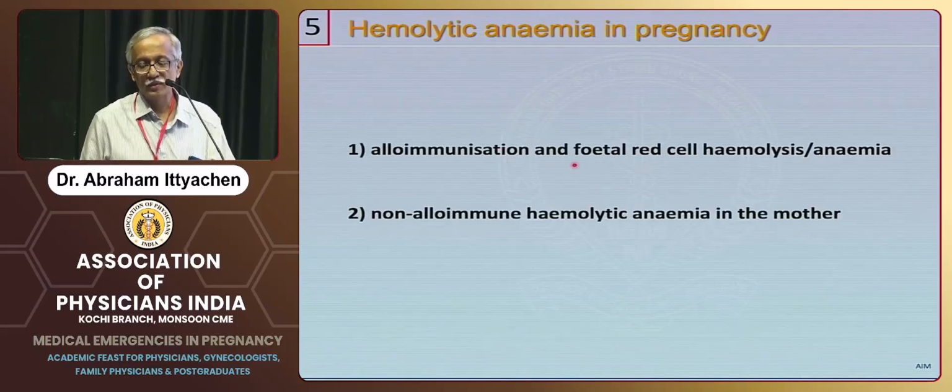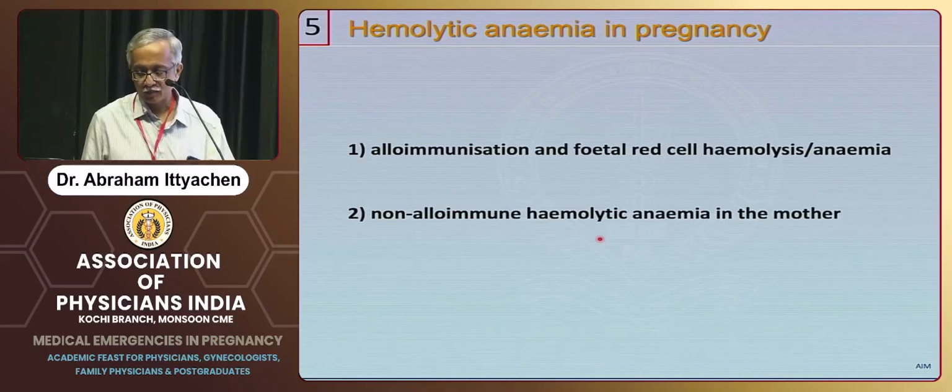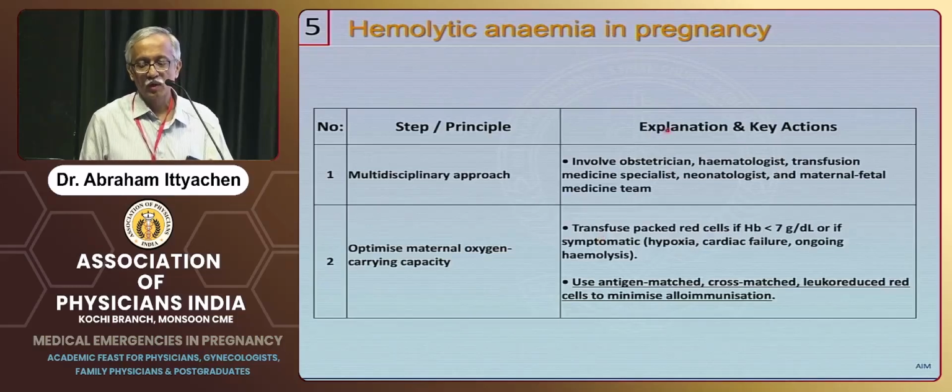One is something that has to do with alloimmunization, which you can remember from your MBBS days. The mother is Rh negative. Suppose the baby is Rh positive, what do you do? I don't have to go into that. And the next one is the pure anemia, the hemolytic anemia of the mother. Here I'm just planning to give you the principles in the approach.